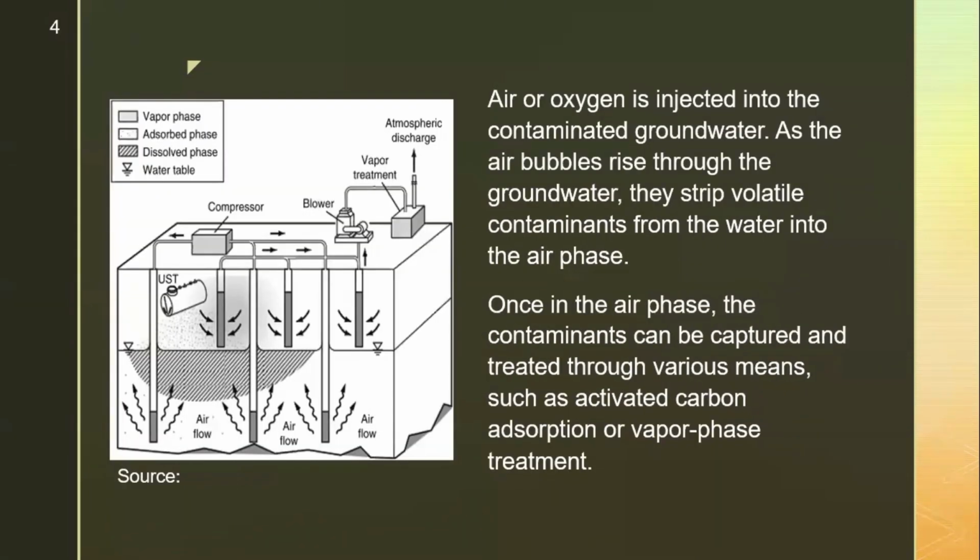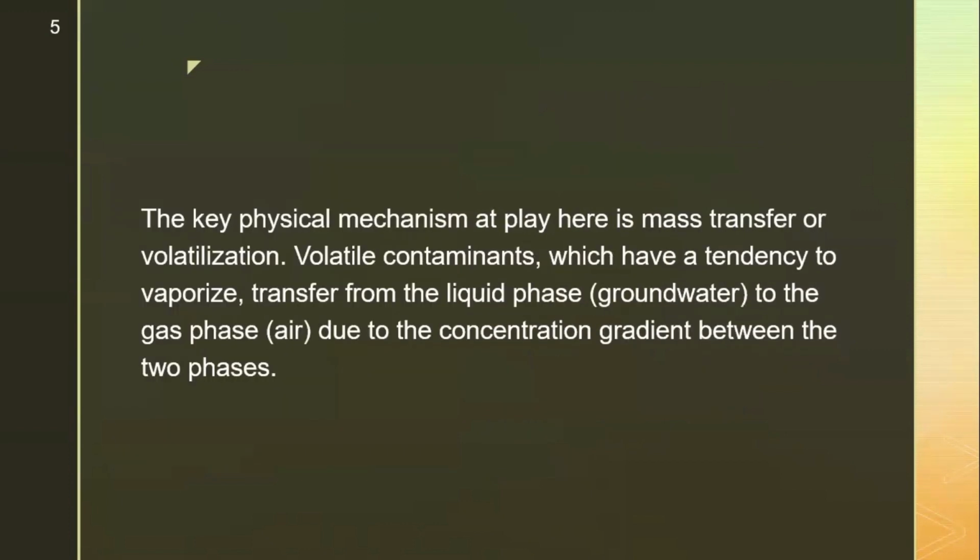The process begins with the injection of air or oxygen into the contaminated subsurface environment via wells or other injection points. As the injected air bubbles rise through the groundwater, they come into contact with the contaminants present. Volatile contaminants, which readily vaporize, migrate through the liquid phase, or groundwater, to the gas phase, or the air above, due to the concentration gradient between the two phases. This process, known as mass transfer or volatilization, facilitates the removal of contaminants from the groundwater.